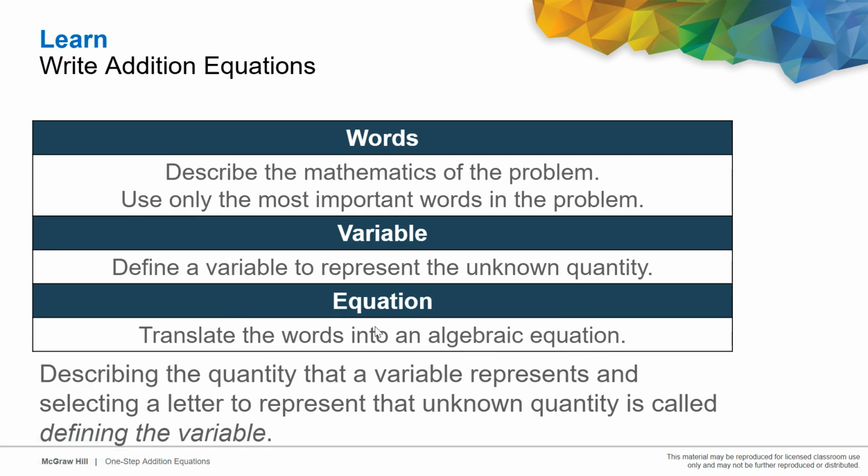This is similar to what we've done before, where we've made algebraic expressions, but this time we are making an equation, which means it will have an equal sign and they will be solvable. So describing the quantity that a variable represents and selecting a letter to represent that unknown quantity is called defining the variable. We've defined variables before. It just means that you're picking a letter to represent the quantity.